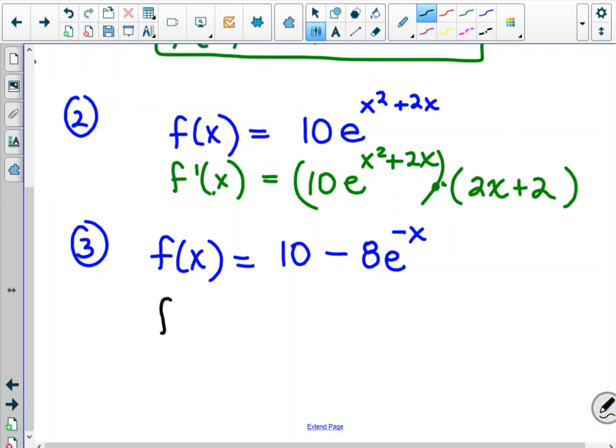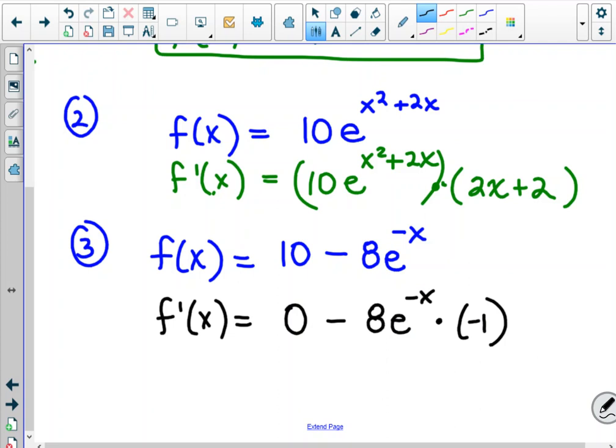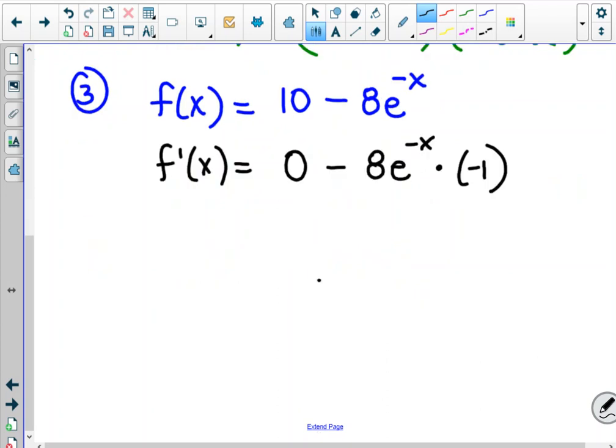Positives and negatives can always throw us off. Sometimes constants do as well. Remember, a derivative of just a constant is 0, minus 8e to the negative x times negative 1. I'm going to put some parentheses around that just so it doesn't look like a subtraction. This I would most likely clean up. So positive 8e to the negative x is another version of that answer. Okay.